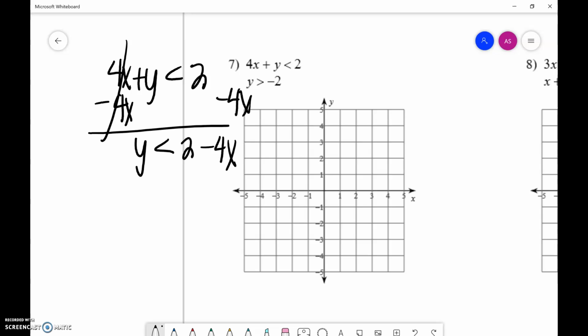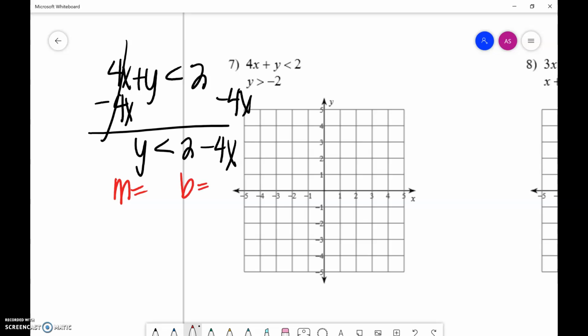Okay, so that's it for solving for y. So I'm ready to keep going. Keep in mind when you solve for y and you're dealing with inequalities, if you divide by a negative or multiply by a negative, you do have to flip that inequality sign. Okay. So I didn't have to do that for this problem.